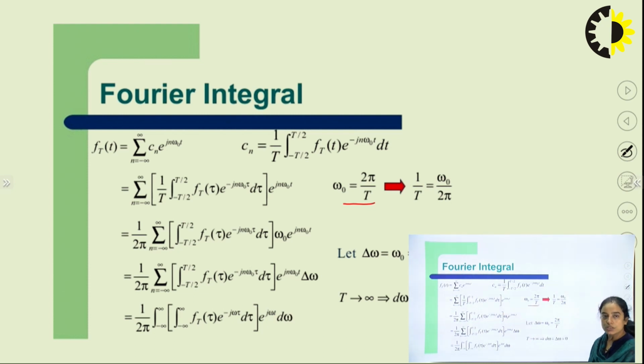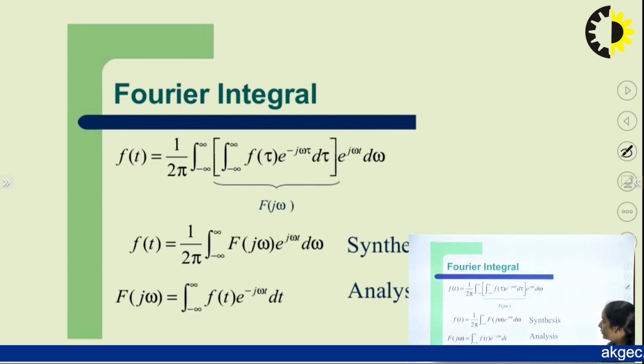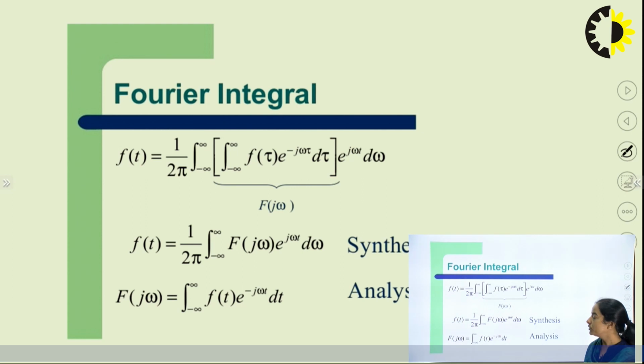This is the way we will proceed for the derivation. Here omega naught is 2 pi by T. If we assume del omega equal to omega naught, that is 2 pi by T, then in this expression we can see if T tends to infinity, del omega will tend to 0. That's why we had integrated this in this way, and then we will receive this function f(t). This is the formula for the Fourier integral.